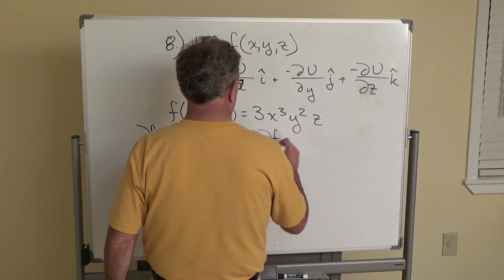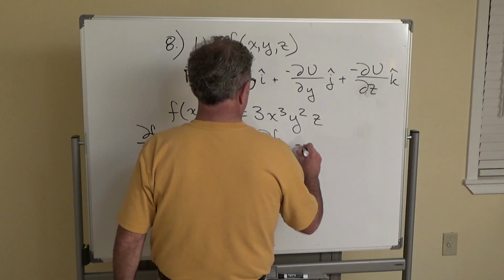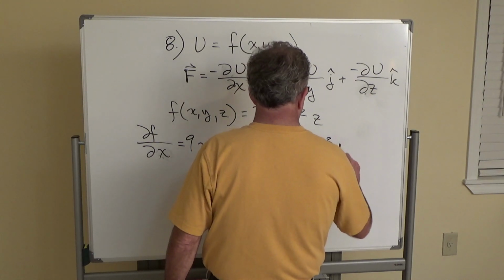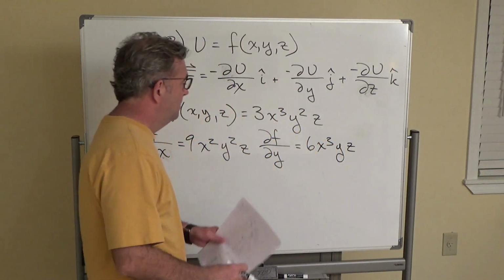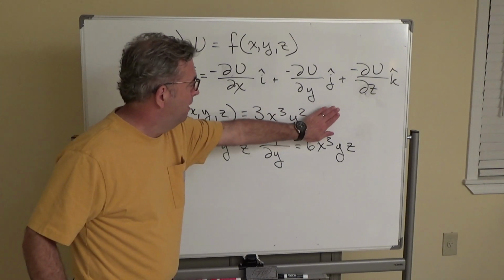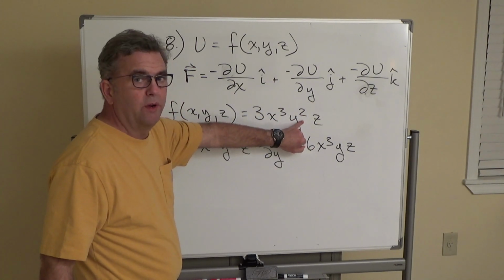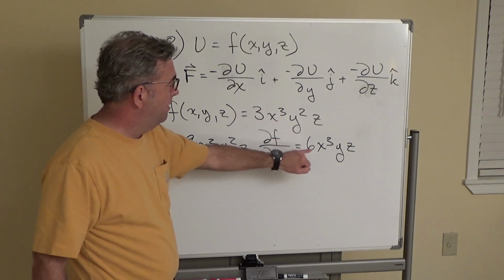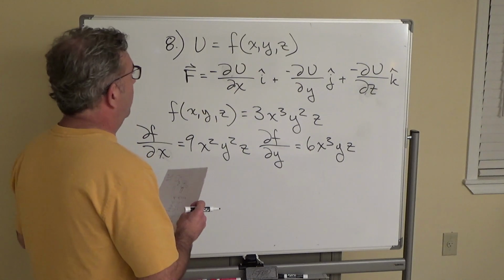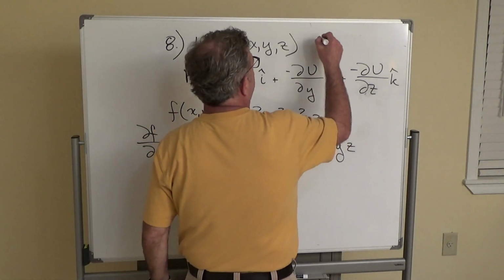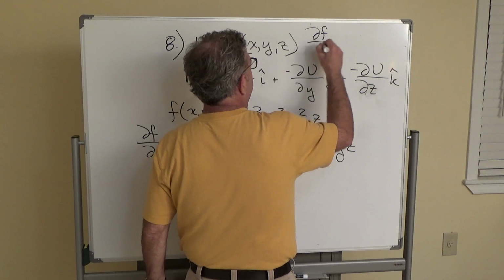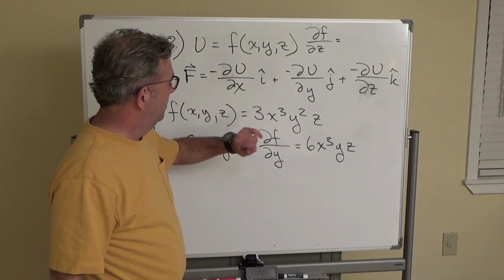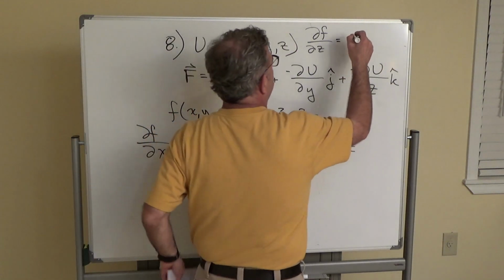Partial of f with respect to y, that's equal to 6x cubed y z. Same thing. I held this constant, I held that constant, and I took the derivative with respect to y. It gave me a 6 out front, and that just became y. I'll squeeze in the partial of f with respect to z up here. Partial f with respect to z, 3x cubed y squared.